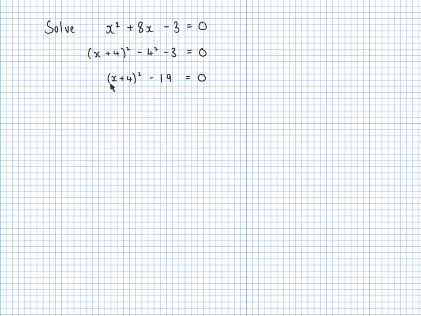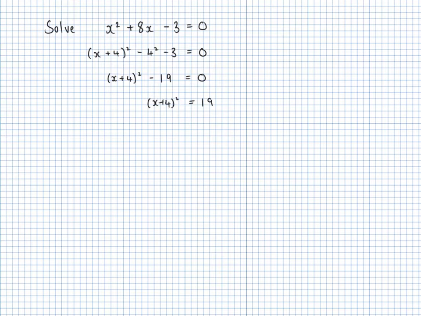Now look at this expression compared to this one. Here I've got x written more than once, and here I've got x written only once. So if I think of this like a function now, I'm doing x add 4, then I square it, then I take away 19. So I can rearrange this very easily to make x the subject. But it wasn't so easy when I had that. So add 19 to both sides. You're going to get (x plus 4) squared equals 19.